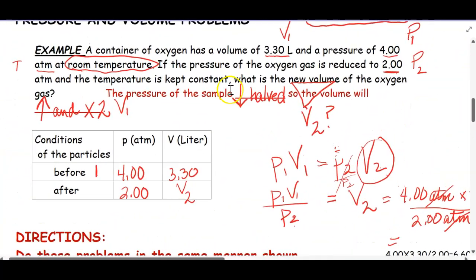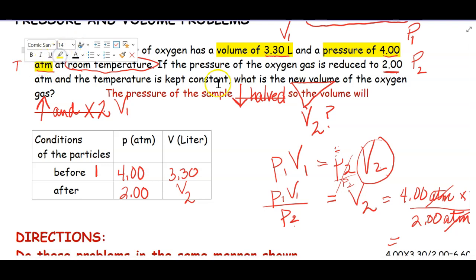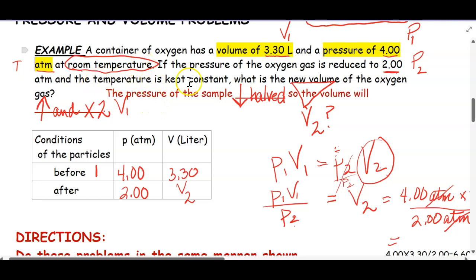All right, we marked them in the problem. And it has a volume of, so we knew just by the fact it said a volume of that we were talking about volume, correct? All right. A pressure of 4. And the unit was over here of atmospheres, a typical pressure unit. It says it's room temperature now, and it says the temperature is kept constant. And so also the number of particles is kept constant.